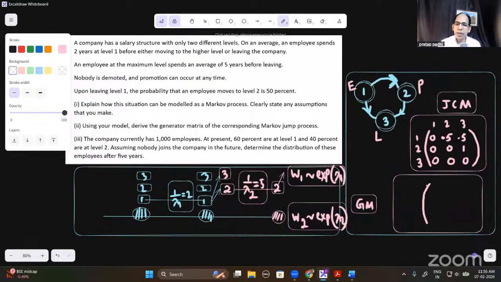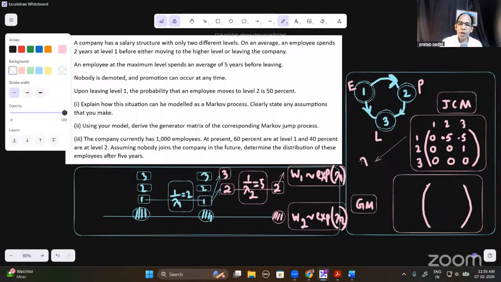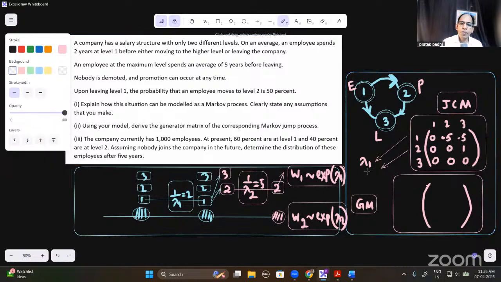How can I get my generator matrix? What I will do is multiply, as I already mentioned, mu ij to lambda i. What are lambda i's? Lambda is given 2 here. So I will multiply this row by lambda 1, which is half, and this row by lambda 2. Lambda 2 is 1 upon 5. So you multiply half here.